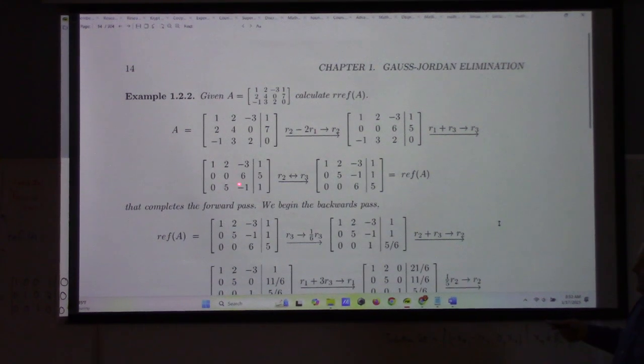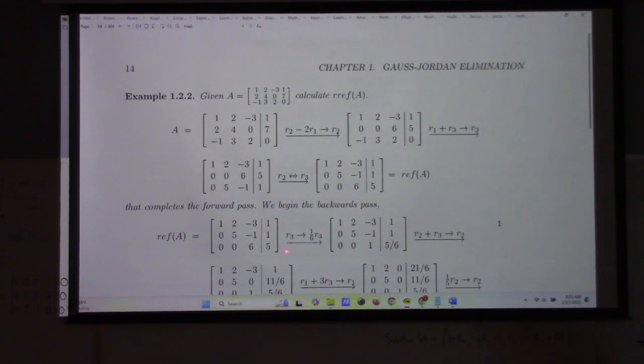Then I want to find my second pivot, but you notice I can't use 0 because it can't be a pivot, which forces me to take row 3 and swap it with row 2 and put it up here. That makes 5 my second pivot, but there's nothing to do in the forward pass because it's already 0 below. And then 6 is my third and final pivot, which brings us to step 5 in the algorithm. At this point, we've finished the forward pass, and that's the REF of A, which again is not unique.